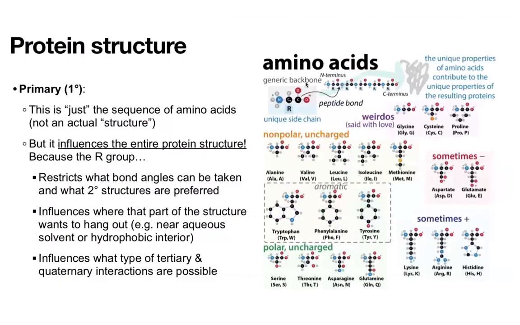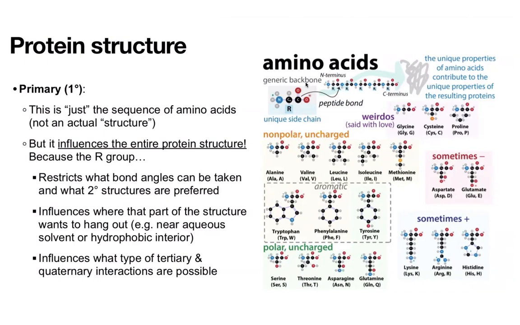In a little more detail, let's go one by one, starting with 1, the primary. So remember that this is really just the sequence of amino acids. It's not even thinking about just like a free chain. It's literally just like the sequence on a piece of paper. But it influences the entire protein structure. Because those R groups, remember those amino acids, they have all these different properties. The different R groups are going to do things like restrict what bond angles can be taken and what secondary structures are preferred. It's going to influence where that part of the structure wants to hang out.